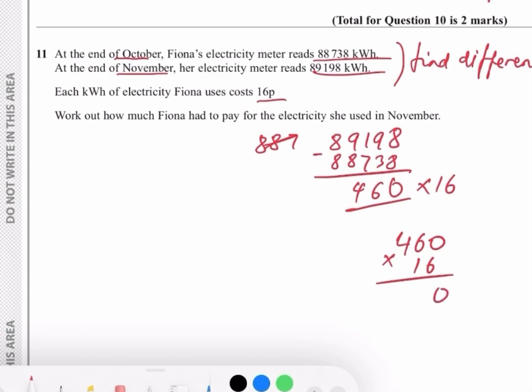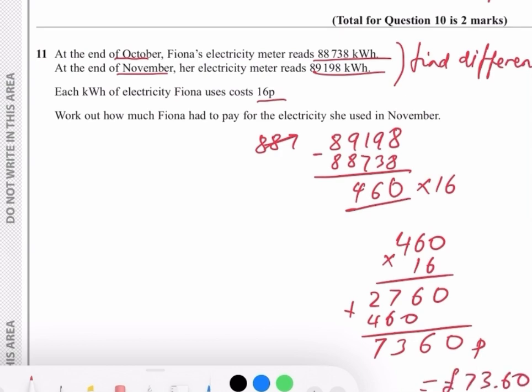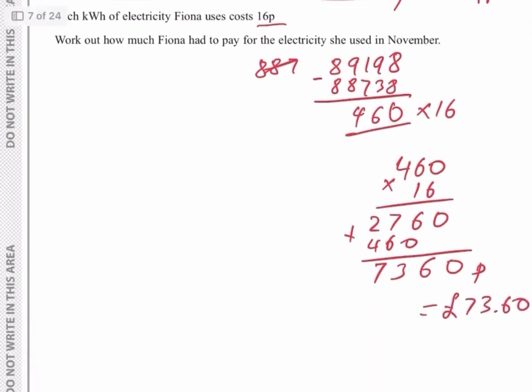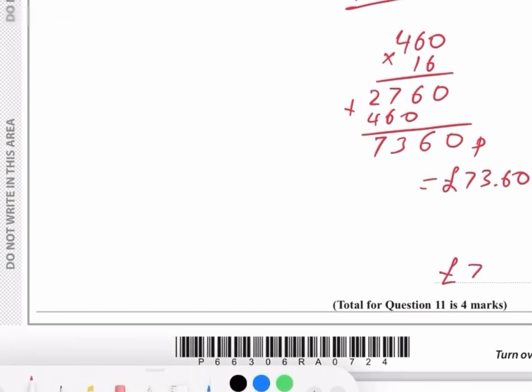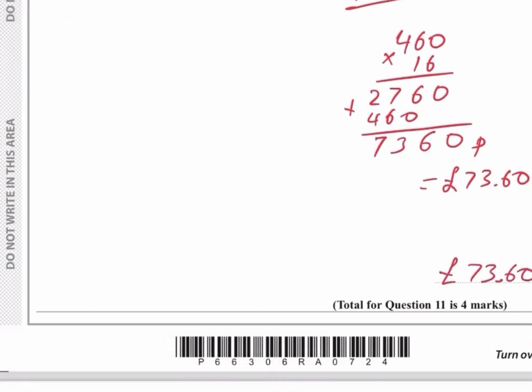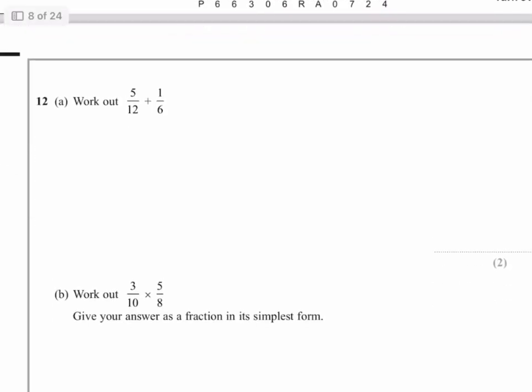And you have to multiply. I think a couple of you tried to divide here. You do multiply by 16p to find the total value. Remember, your answer is still in pence, so if you divide by 100 you get it in pounds. 73 pounds 60. That was a 4-mark question. Well done if you got every step right there.